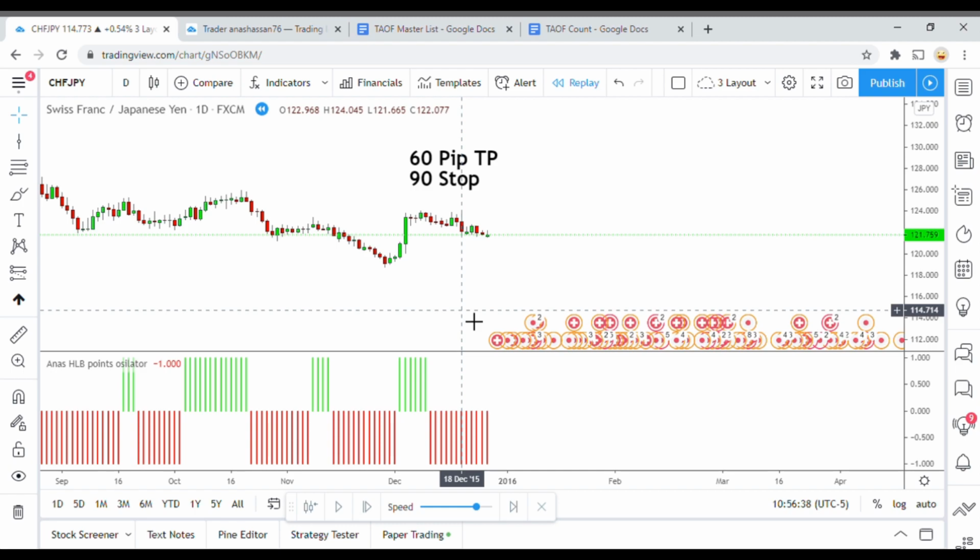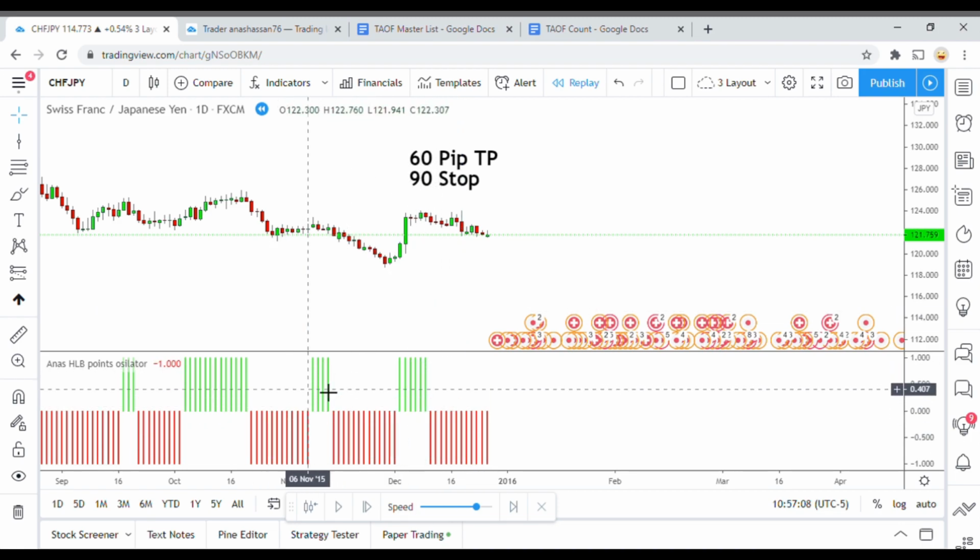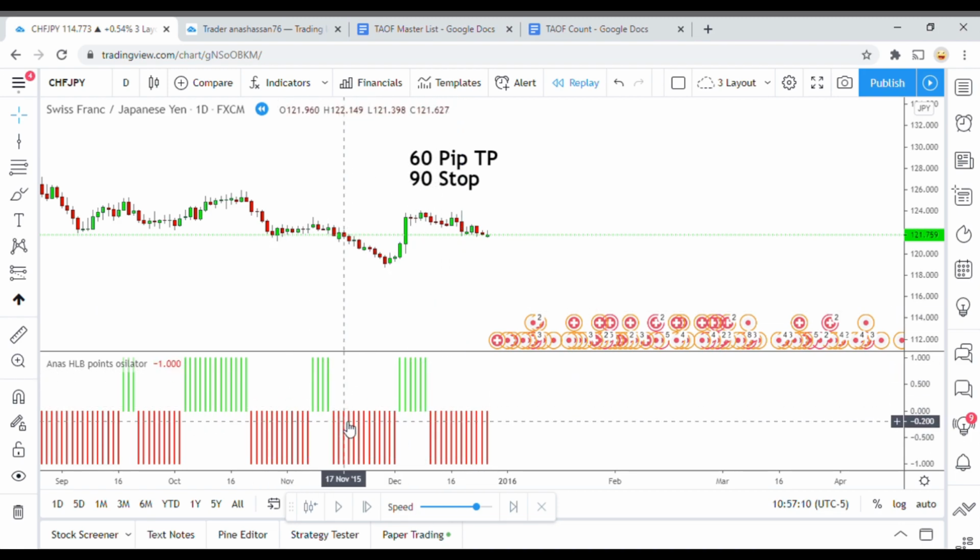Alright, so today's indicator is the Anas High-Low Breakpoints Oscillator. It is a TradingView member created indicator, and so of course you can find a link to it down below in the description. The user part of their name is Anas, and so that's where the first part of the name comes from. The indicator itself really is the high-low breakpoints oscillator. And you can see it down here below on the screen.